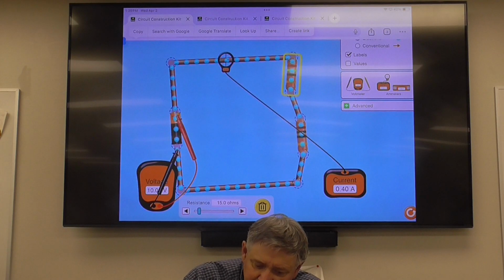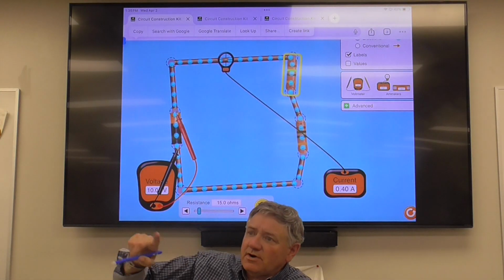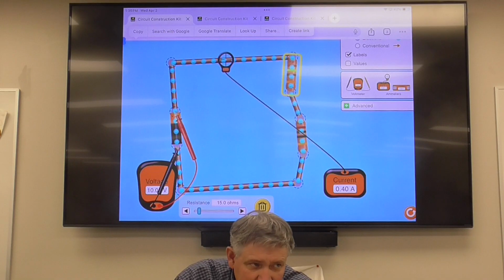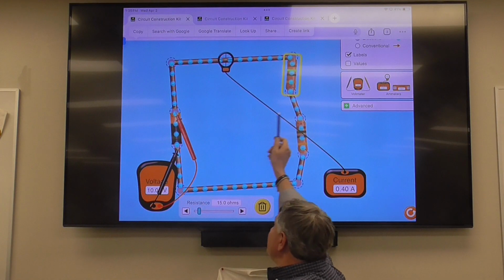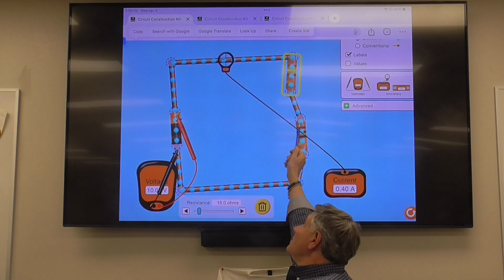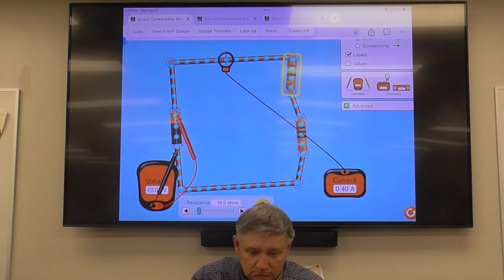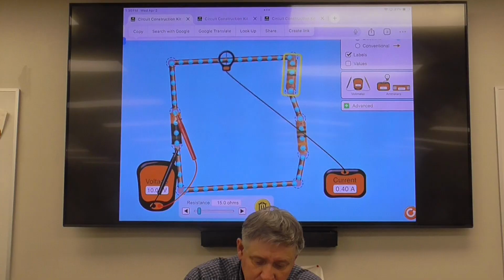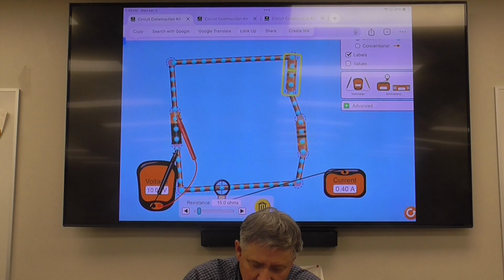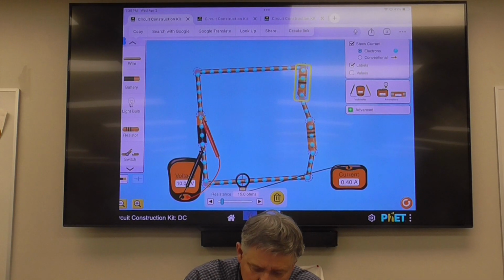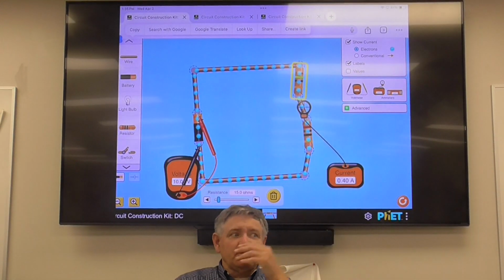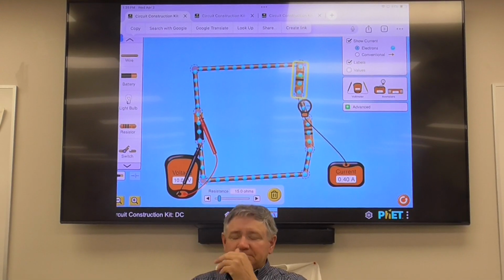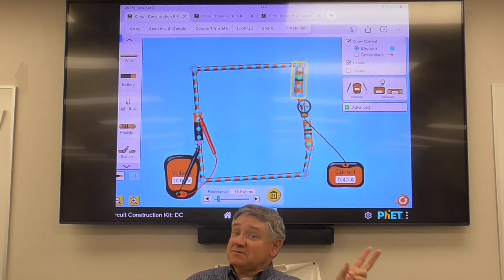So now, is that current still going to be the same at every point in there? Even though that's a 15 ohm resistor? Still the same? You say 0.4. Current's the same all the way through, right? Cool, got that. Now let's talk voltage drop.